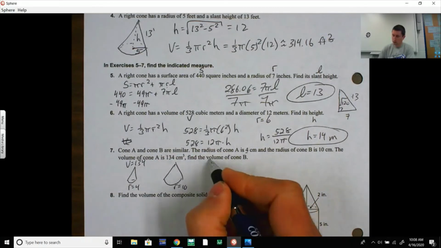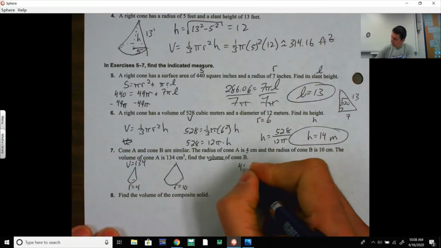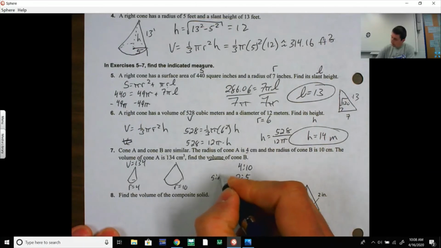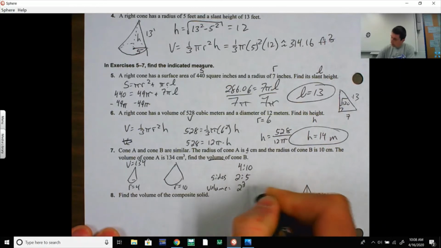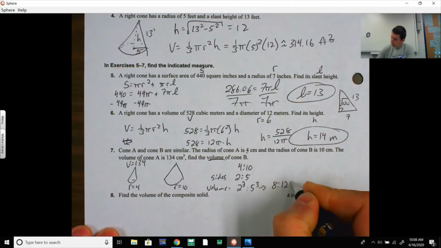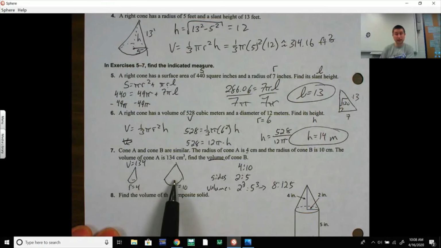Okay, they want volume, so we have to cube our scale factor. If they wanted the surface area, we would have to square our scale factor because area is squared. So our ratio here is 4 to 10, which reduces to 2 to 5. So this is for our sides. For the volume, our ratio is 2 cubed to 5 cubed, which is going to be 8 to 125. That means for every 8 cubic centimeters we have on the smaller one, we have 125 cubic centimeters in the big one.